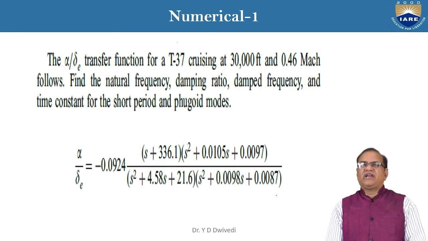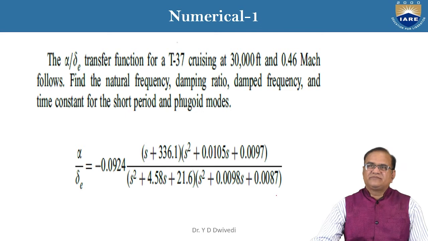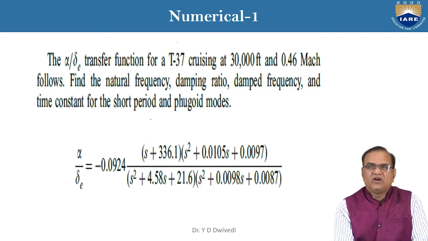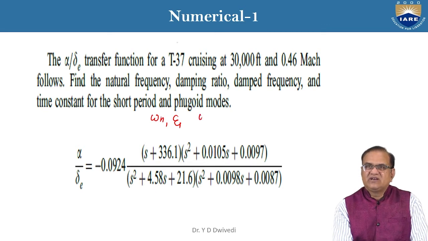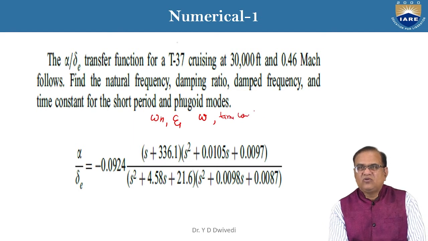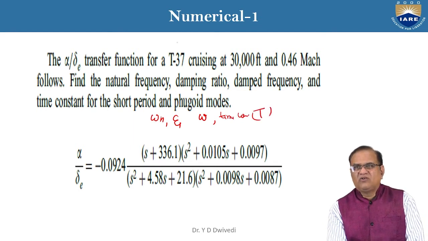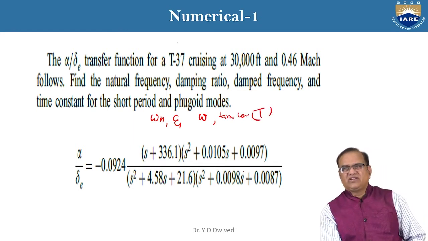So we have to find out the omega n. What we have to find out? We have to find out the omega n, then damping ratio zeta, then damped frequency omega d, and time constant, by the help of the given equation.